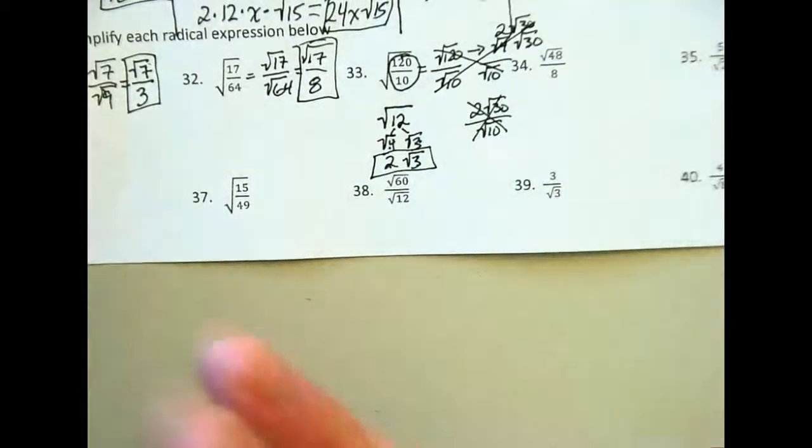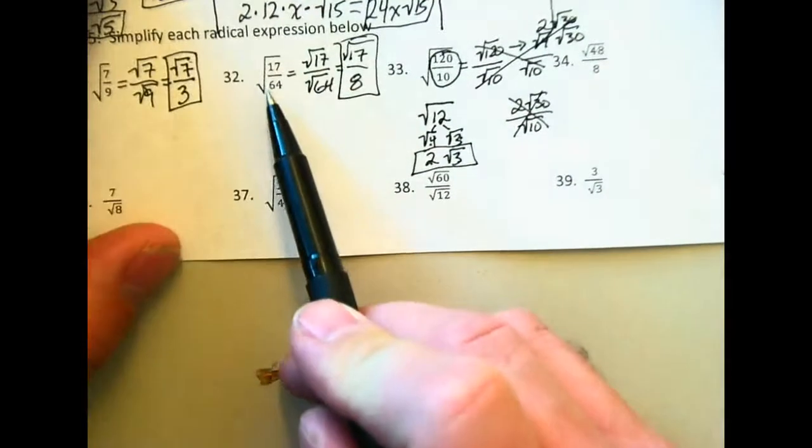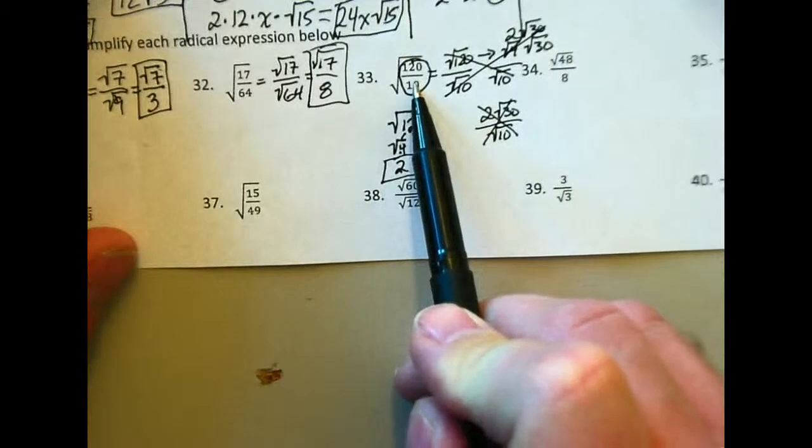So root 120 divided by root 10, that reduces to 12. Break root 12 into root 4 times root 3, which root 4 is 2, so 2 root 3. Okay, so if you have to, simplify the fraction first. Now that doesn't help over here because you have a perfect square on the bottom. But here you don't have a perfect square. Okay?